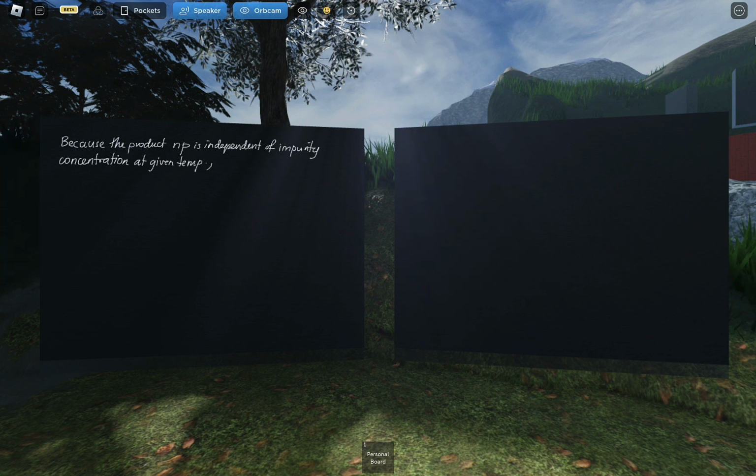Okay, so that's a physical input. NP is independent of the impurity, which you control, right? The introduction of a small amount of impurity, which increases N, must decrease P, because that product is constant.